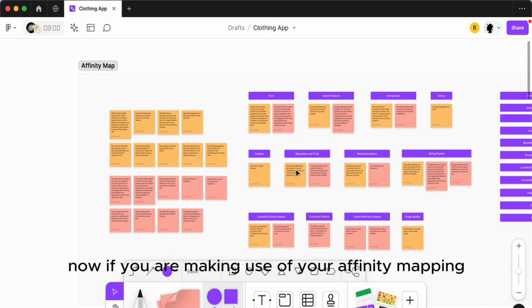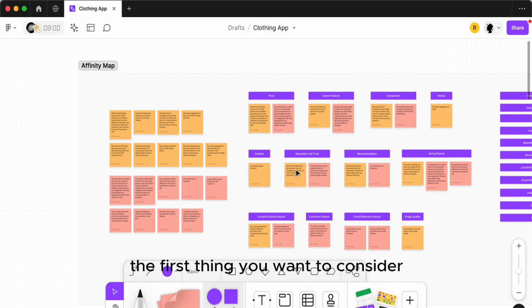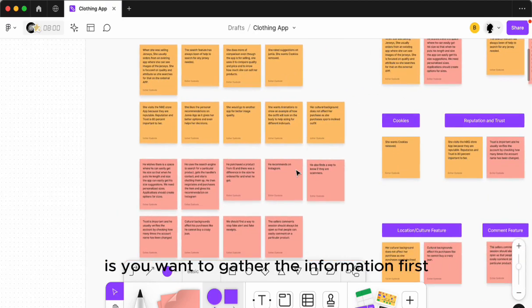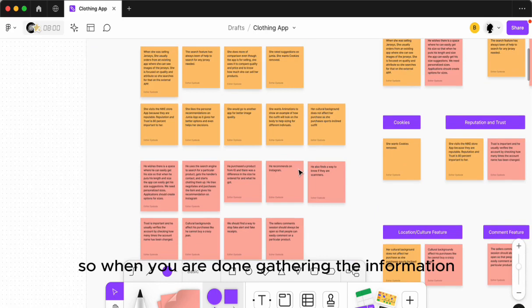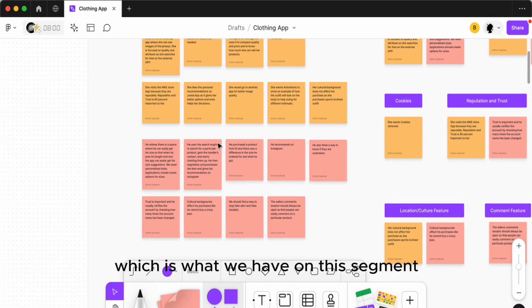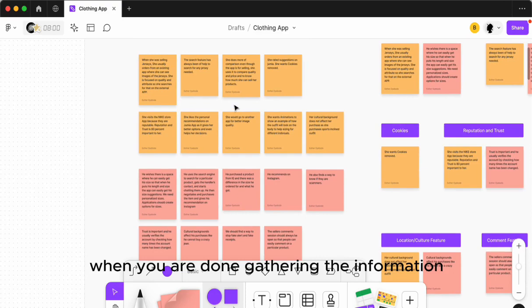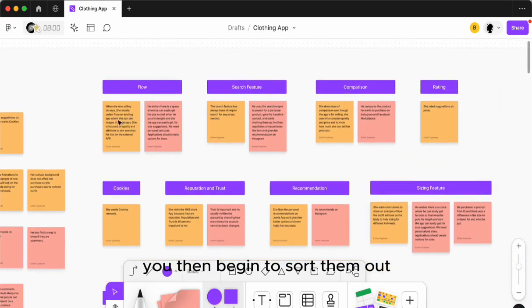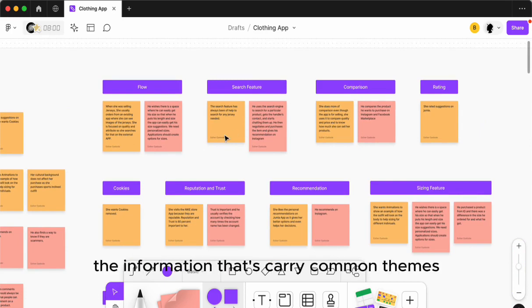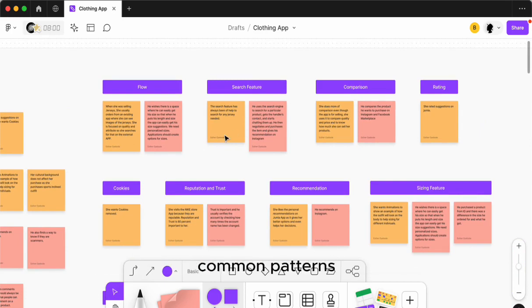Now, if you are making use of affinity mapping, the first thing you want to consider is to gather the information first. When you are done gathering the information, you then begin to sort it out. What looks alike, what people said that is similar, the information that carries common themes, common patterns, common connections, you begin to group them together. When you are done grouping them together, you then begin to give them their themes or their categories. You can call them themes, you can call them categories.